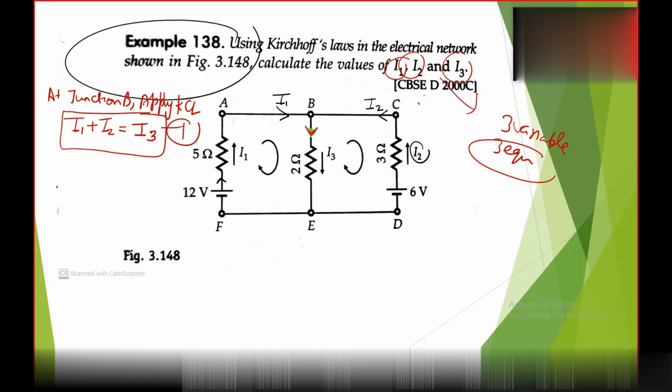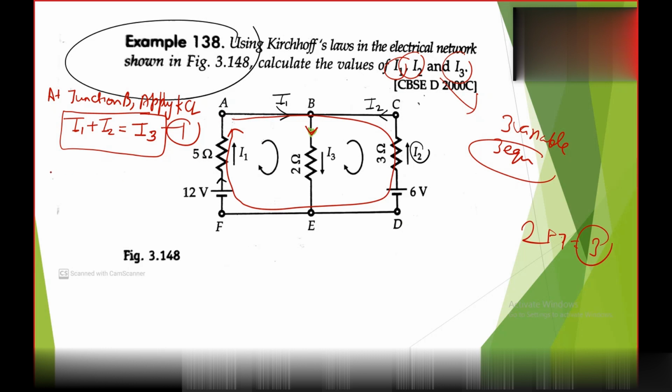Now let's apply KVL. Could you tell me how many loops are there in this circuit? Sir, 2. There are 2 plus 1 actually. There are a total of 3 loops. Two you can all see: this one A, B, E, F, A and B, C, D, E, B. In spite of this, you can also apply KVL in this bigger loop, that is A, C, D, F, A. That is also a loop, and you can apply KVL there too if you need.